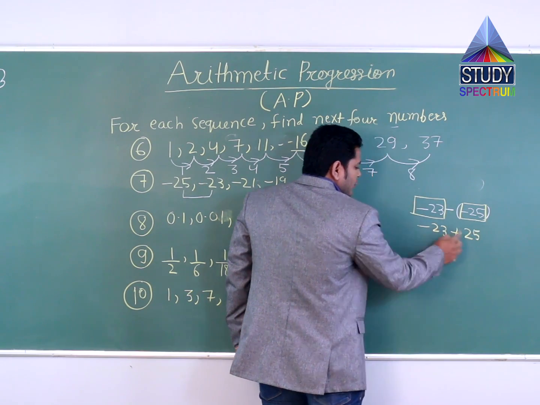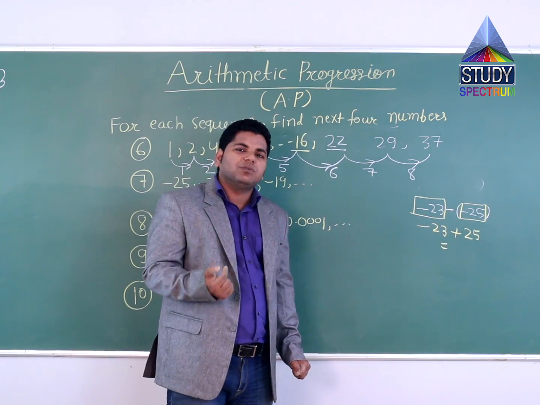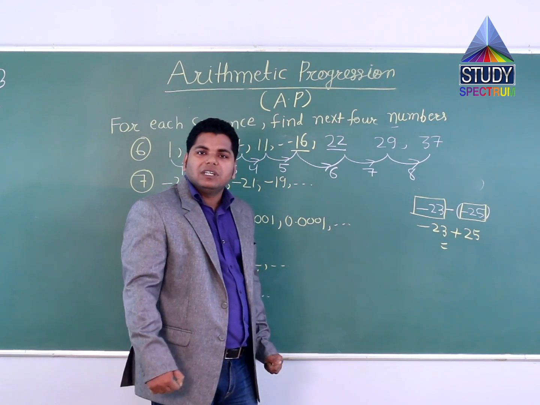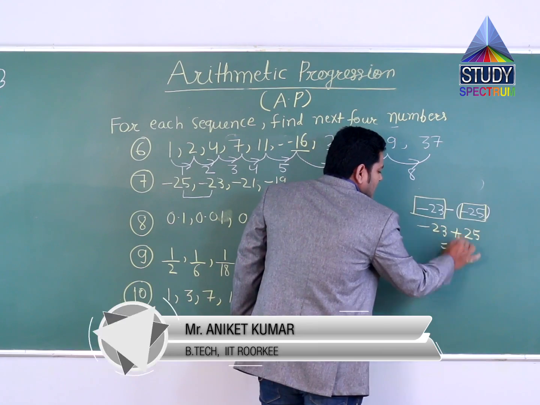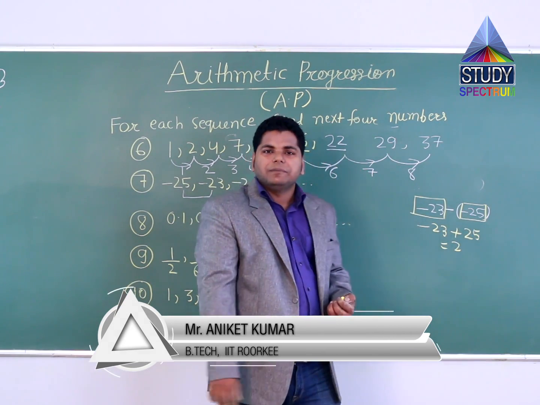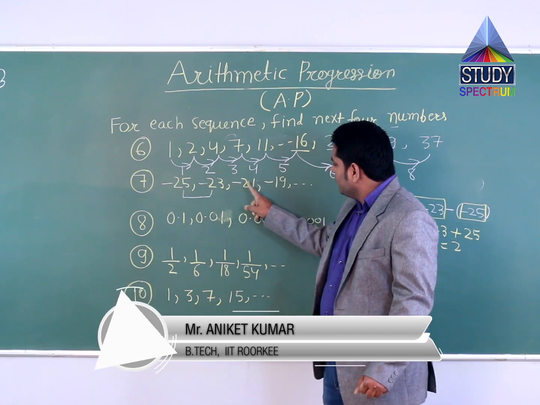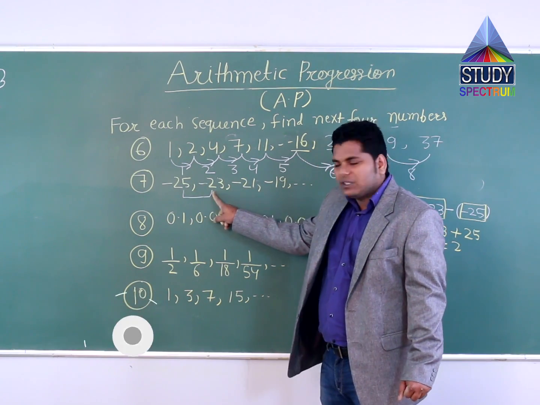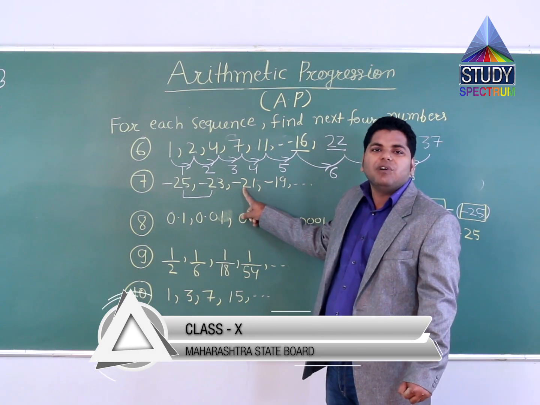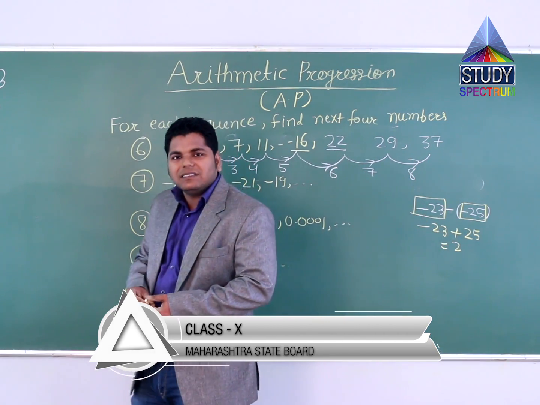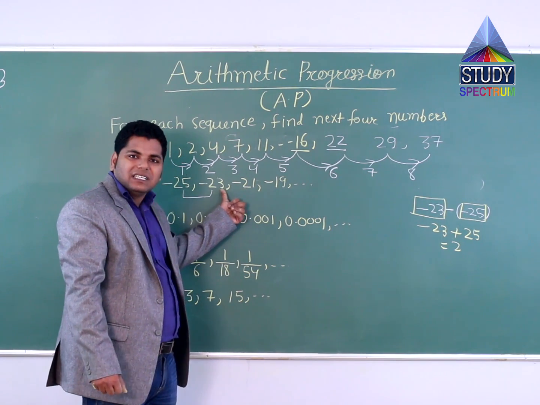Both have different signs, so we will subtract the numbers. 25 minus 23 is 2, but we will put the sign of the larger number. The larger number has a positive sign, so it is 2. Okay. So minus 23 is 2 more than minus 25, minus 21 is 2 more than minus 23, and minus 19 is 2 more than minus 21. So in this case you can obtain each term by adding 2 to the preceding term.